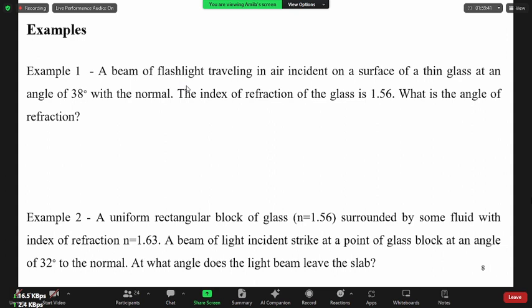Yes, there's one answer from Chamila. Oh, yes, Chamila Chamodani. Yes, your answer is correct. 23 degrees for example 1. So what about the others? Did you get the same? 23 degrees?